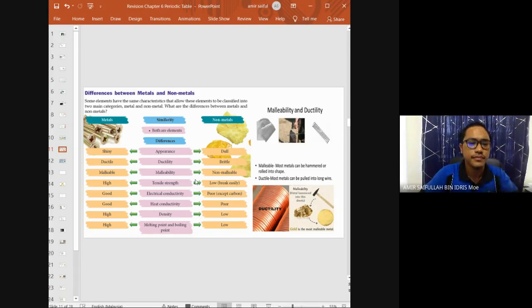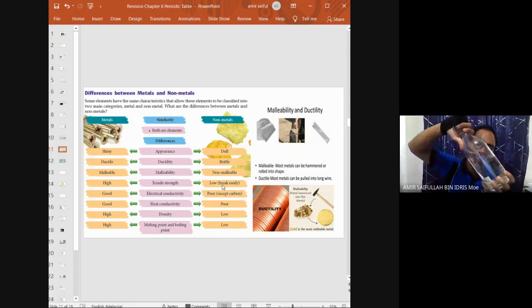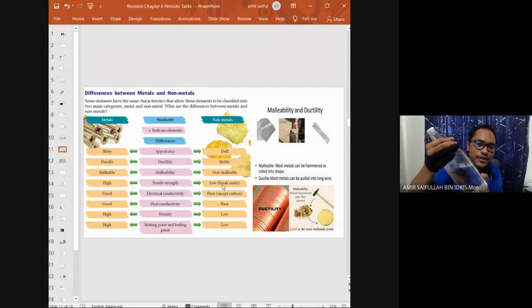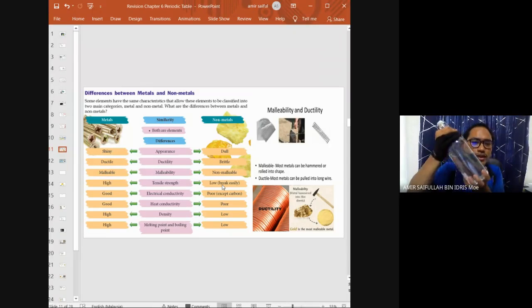Okay. Tensile strength. Tensile strength is their strength when you want to shape them into wire, so you can actually shape them lah. So they have high tensile strength. This one, they are low in tensile strength. So when you try to pull this glass into becoming a new wire, cannot, you will break. So the tensile strength is very low. It has no strength. Okay, dia tak boleh stretch.